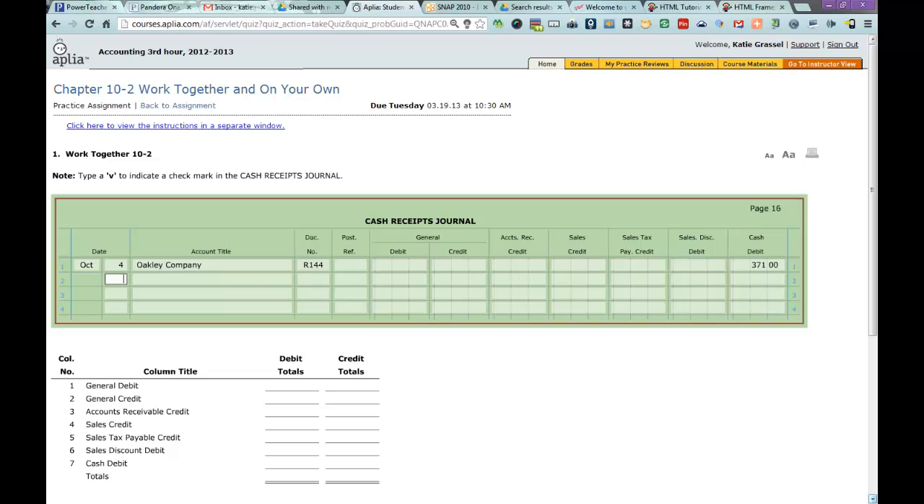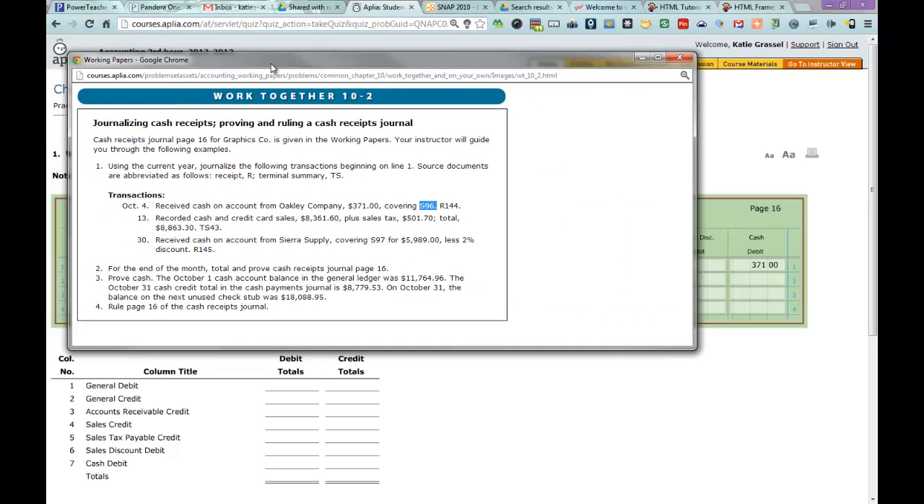Oakley Company is an accounts receivable account. Normally, before we wrote accounts receivable Oakley Company. So we have to put that 371 in that accounts receivable column. Okay, so that's how you journalize receipt of cash from a business. Second transaction, recorded cash and credit card sales, $8,361.60 plus sales tax of $501.70, a total of $8,863.30.